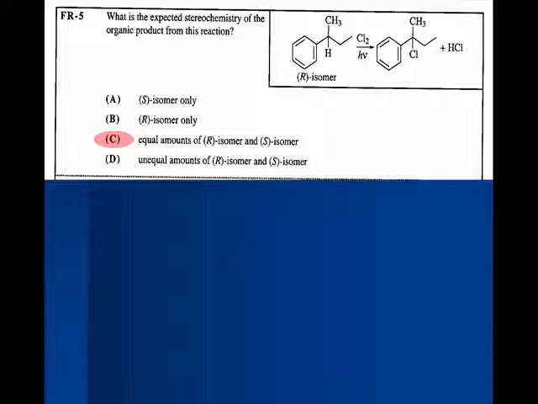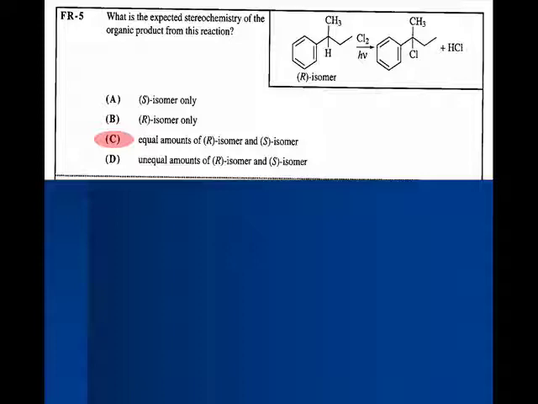But the chlorine gas can come in and react at either the top, which would give one enantiomer, or the bottom, which would give the other enantiomer. And what's the probability? It's 50-50, right? It's just as likely to attack from the top as it is from the bottom because there's a plane of symmetry through this molecule. The top cannot be distinguished from the bottom.